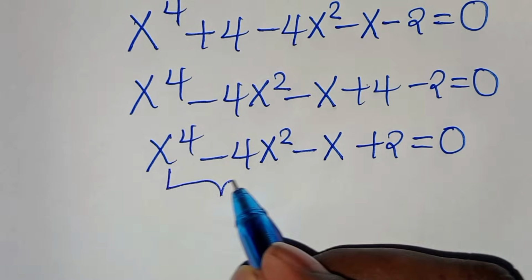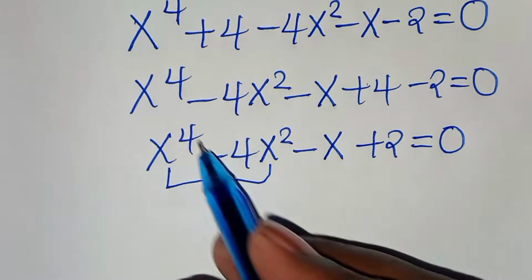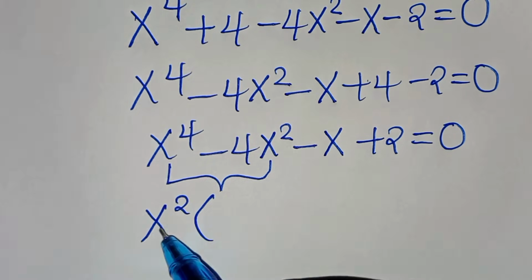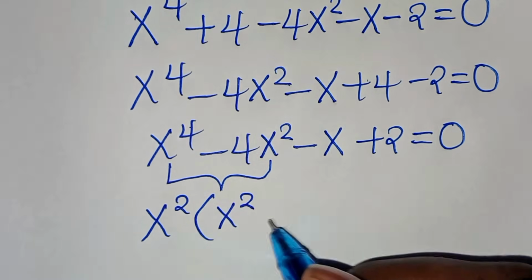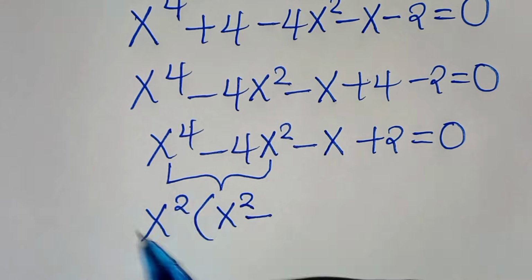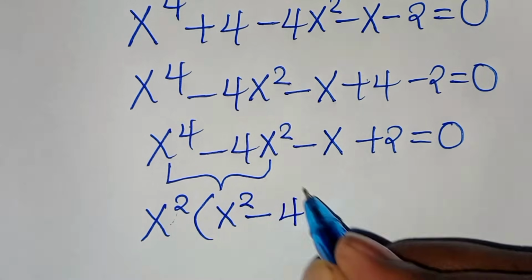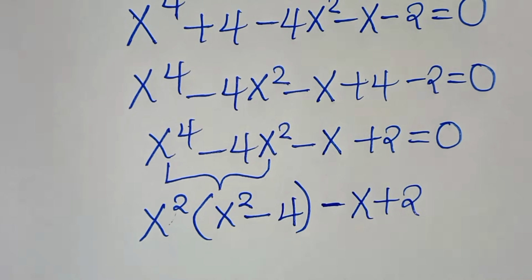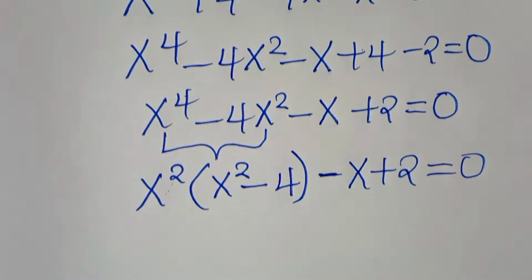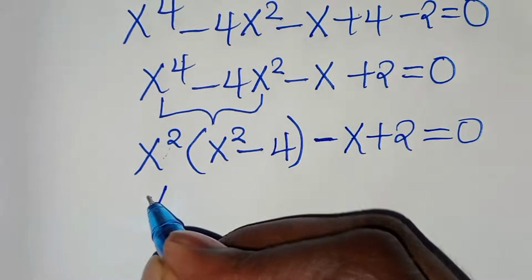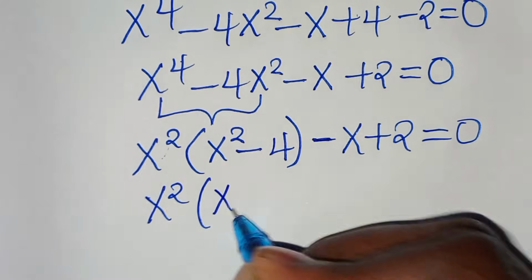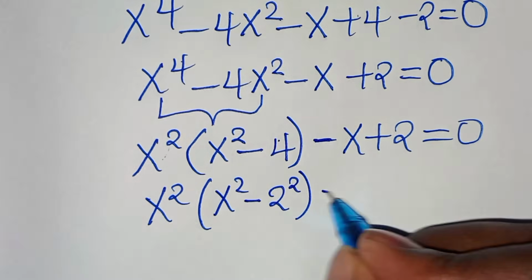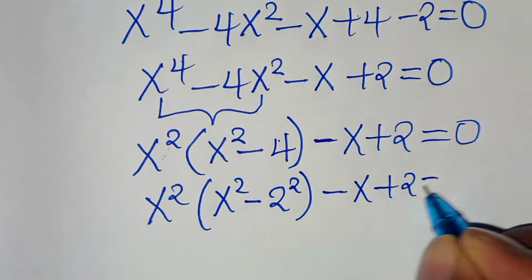Now from this part here, x² is common, so let's factor out x². Now x⁴ divided by x² is x², then minus 4x² divided by x² is minus 4, close the parentheses, then minus x plus 2, equal to 0. The next step: we have x² times (x² − 4), and 4 is 2², then minus x plus 2, equal to 0.